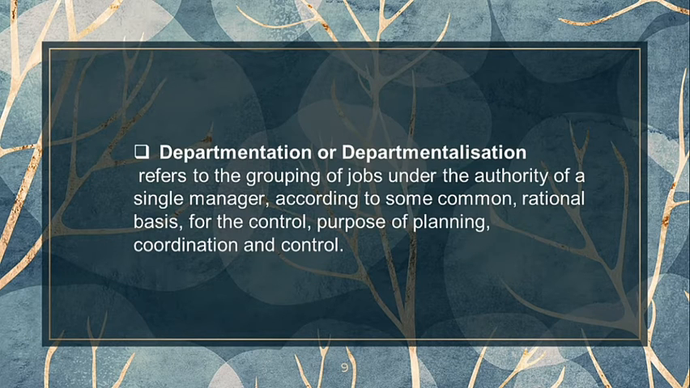The second basic element of organizational structure is departmentation or departmentalization, which refers to the grouping of jobs under the authority of a single manager according to some common, rational basis for the purpose of planning, coordination, and control. In addition, departmentation is the process by which similar activities of the business are grouped into units for the purpose of facilitating smooth administration at all levels. The departments operate under the control of a manager who is known as the department head, who reports directly to the chief executive. The department head has adequate authority over the activities and employees working there. He is ultimately responsible for the smooth functioning of the department.